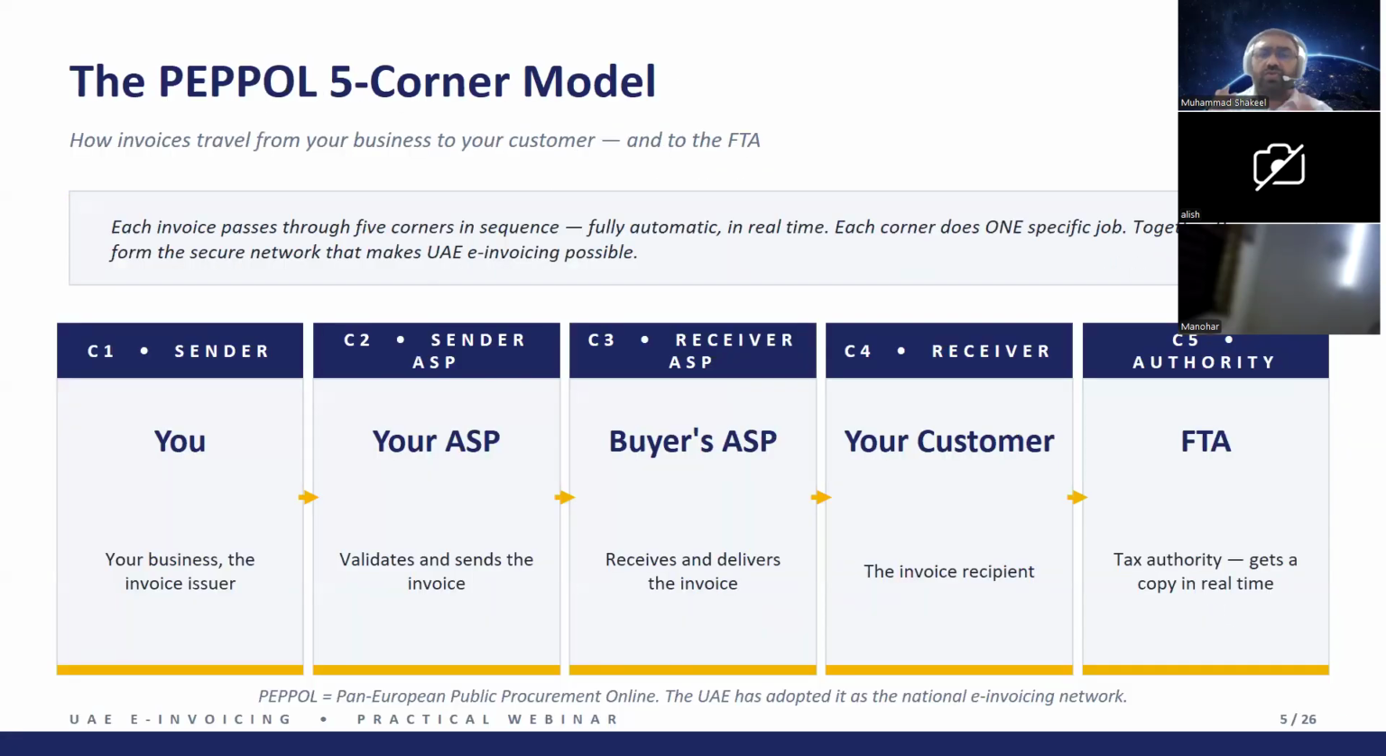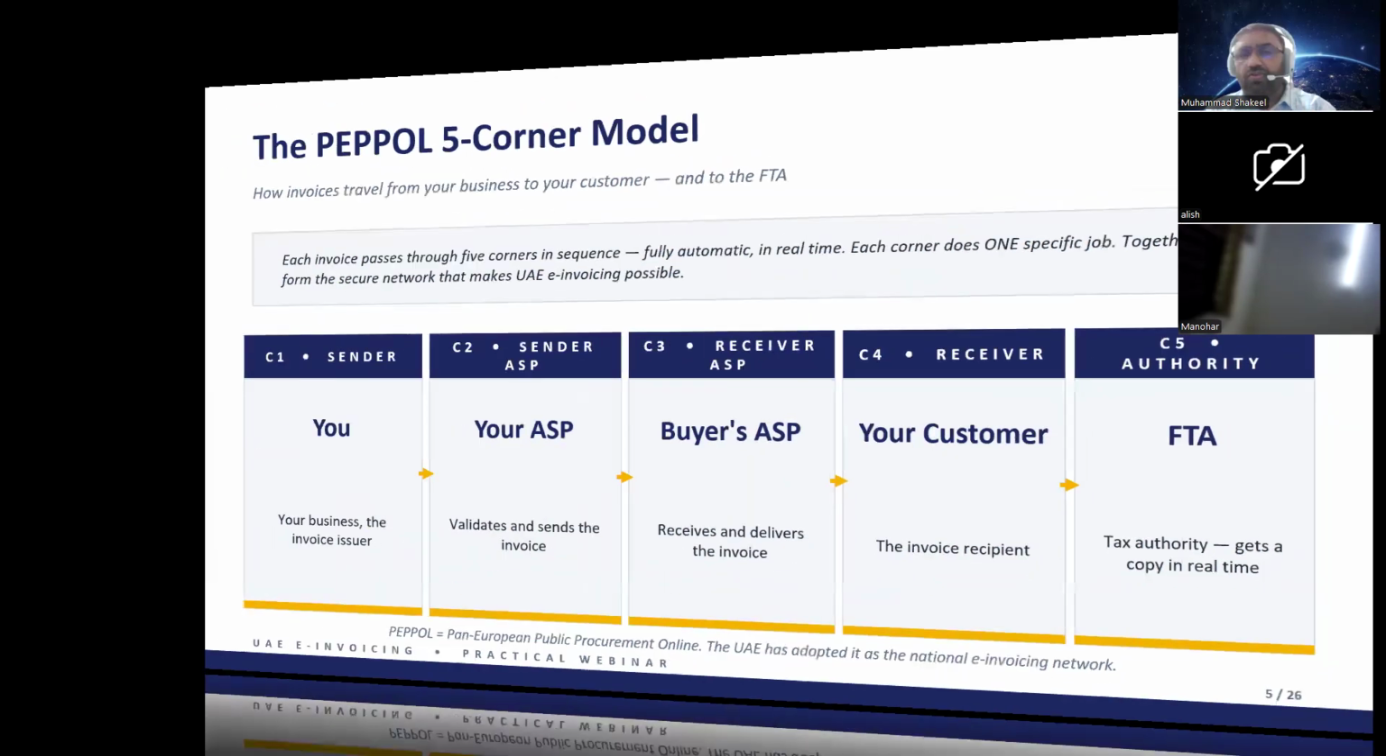So this is the five corner model. You are there, your ASP is there, then the buyer's ASP is there, then your customer is there, and finally the FTA. So these are the five corners where your message will move. So this is the scenario of PEPPOL.